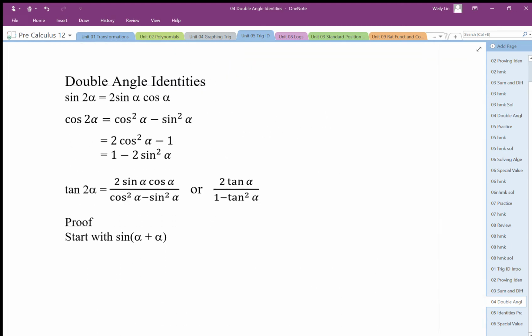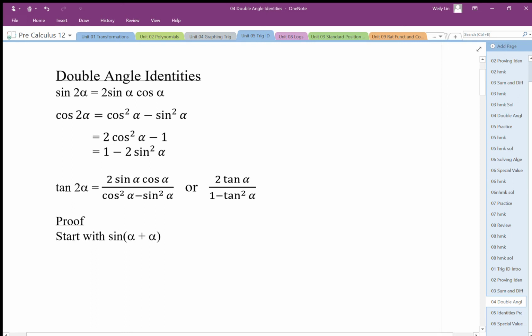Okay, so today we're looking at double angle identities, and double angle identities really are just an extension of the sum and difference identities. So here again are the formulas. Make sure that you have these on your formula sheet. Make sure you have these in front of you and you apply them when you see them.